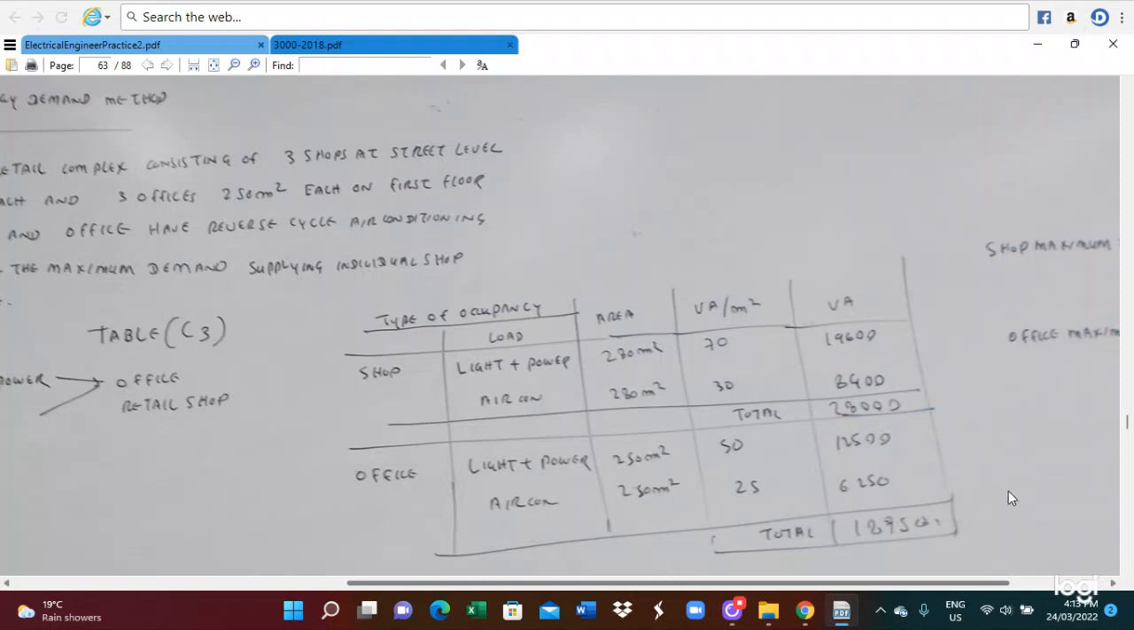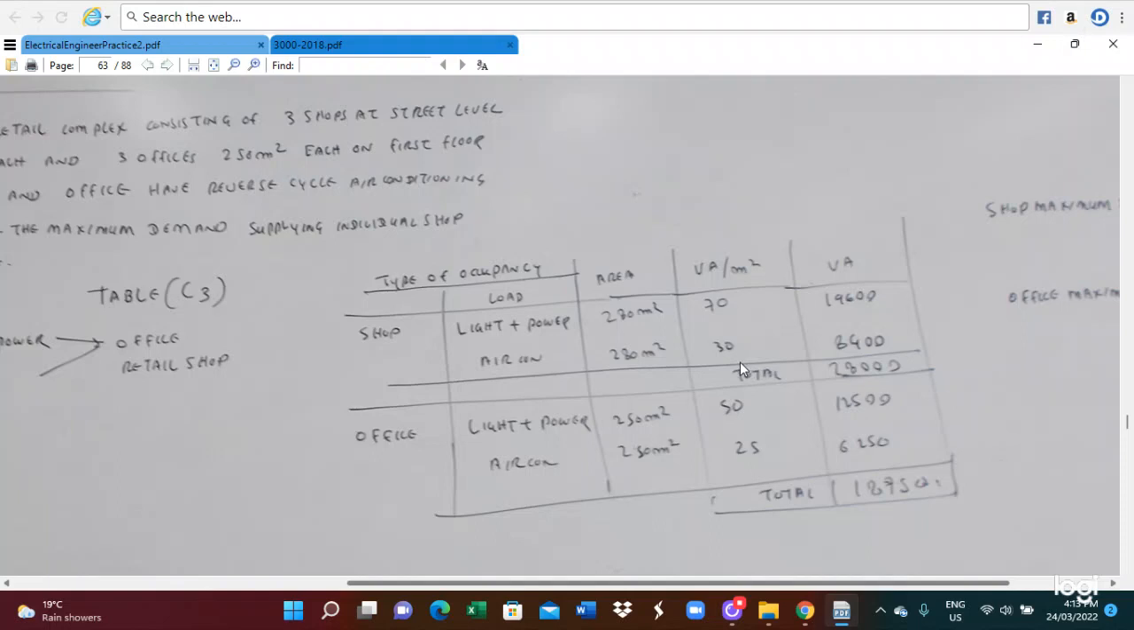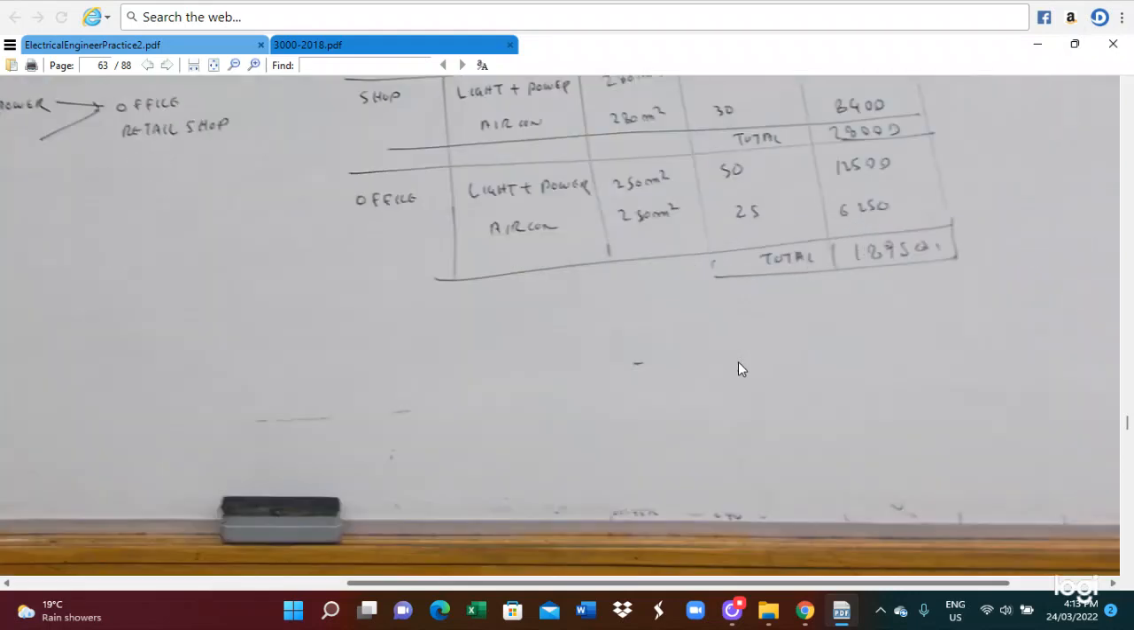So we add everything, all the things, and you got 179500. So this is what we calculate for the test problem.